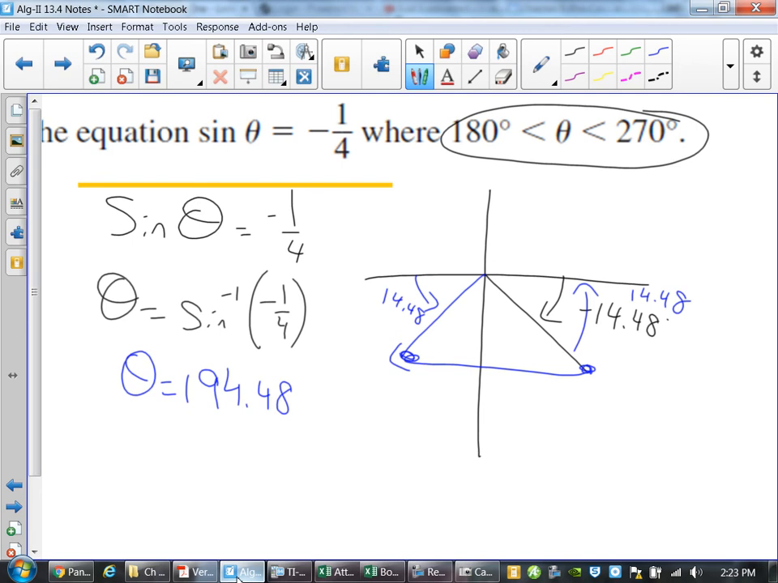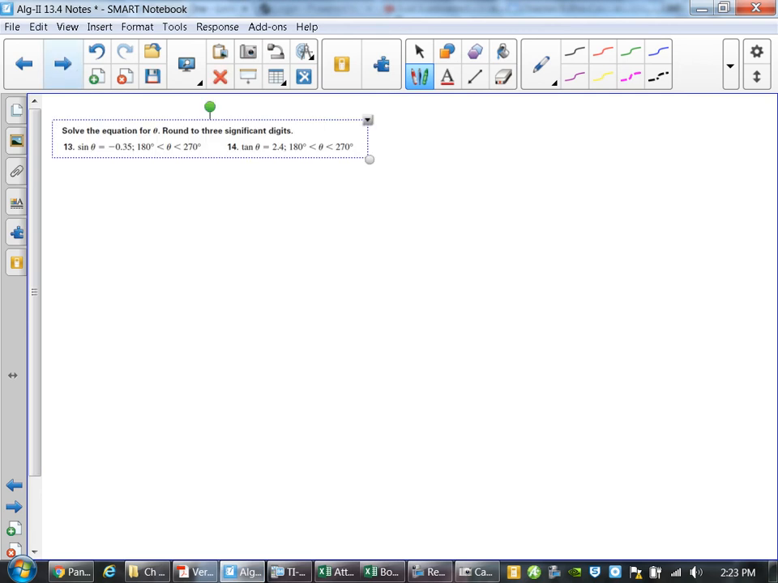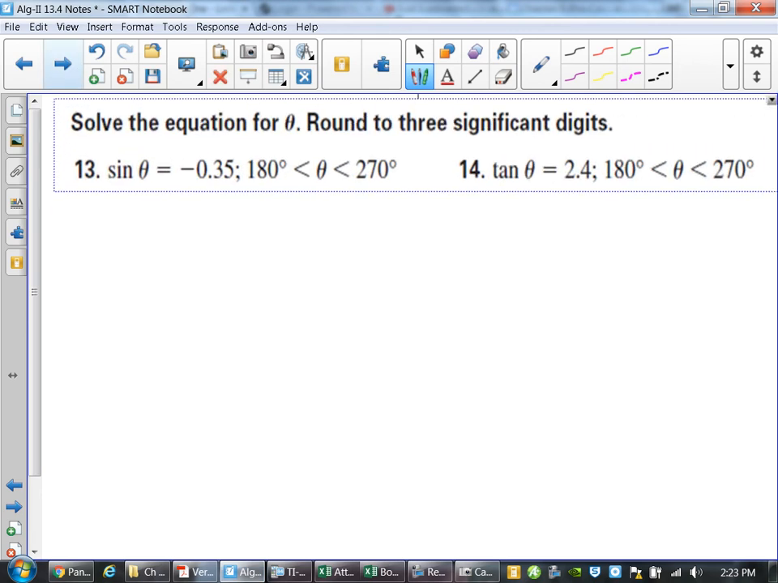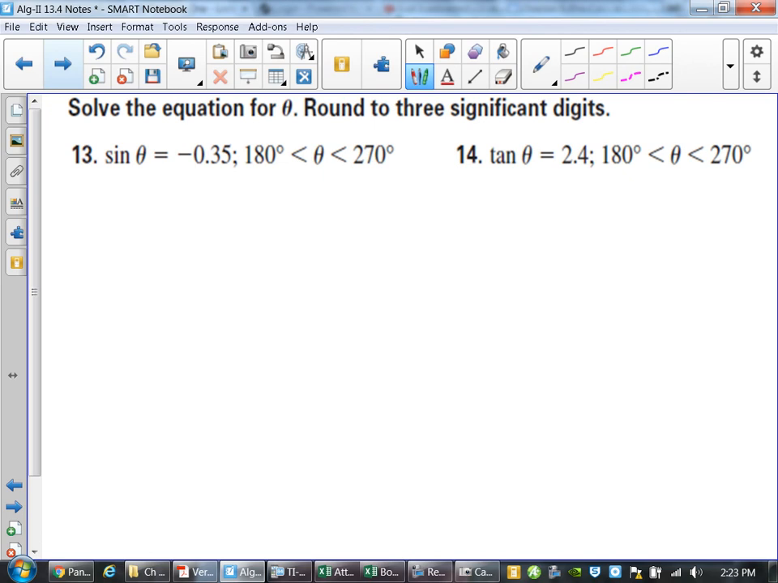And that's the whole point of all trig, knowing your x's, y's, and r's. Is there a lot of trig in pre-calc? Yes. Oh, God, yes. Try these two.